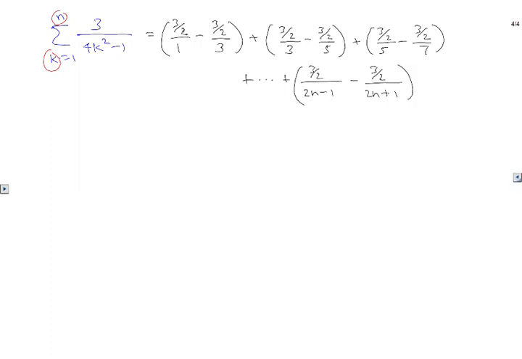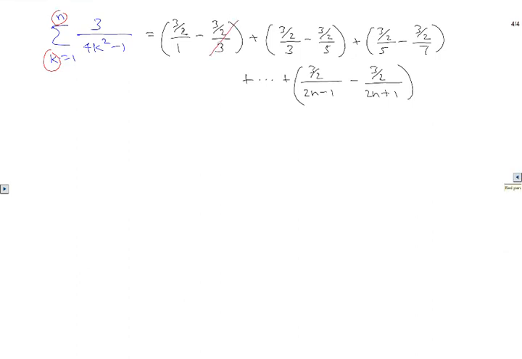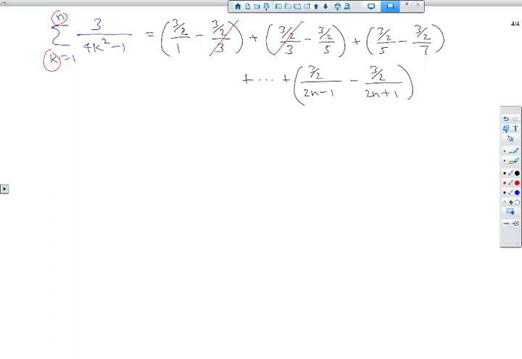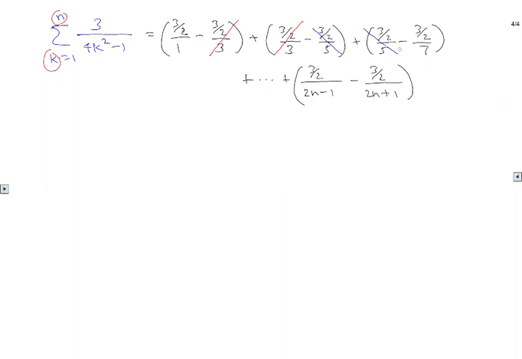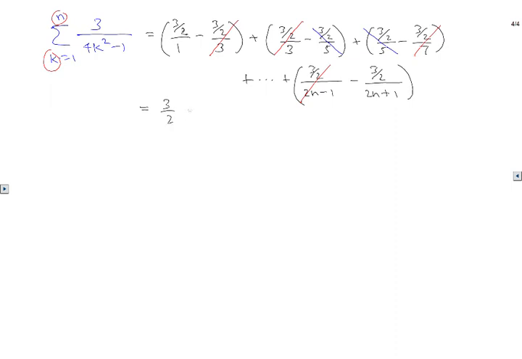Now let's see the magic part. What's going to happen now? You can see this term cancels with that term, and then this one cancels with that. The same thing happens: this cancels with the next one. You keep going, and then this one gets cancelled. So you only get the first and the last. That means your sum simply becomes 3/2 minus (3/2) over (2n plus 1). That's the partial sum.